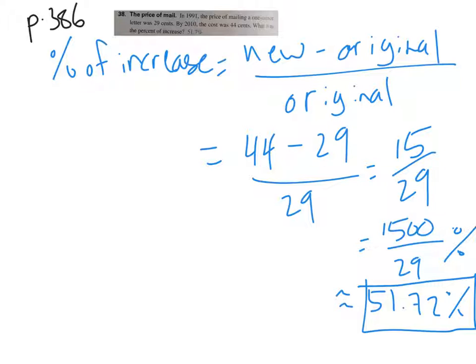They're saying the amount of increase, which was 15 cents, is about half of what it originally was. Or in this case, it's a little bit more than half of what it originally was. So that's what it means. That's how you find a percent of increase.